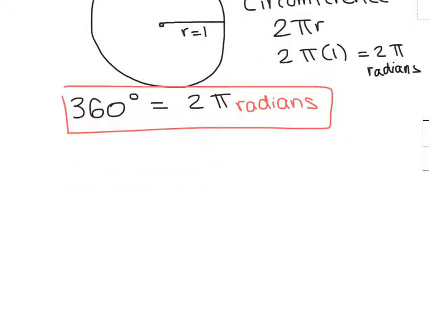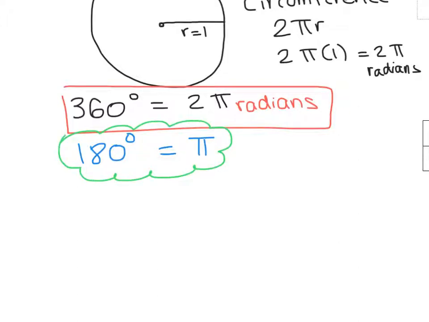So now, if I know that 360 is equal to 2 pi radians, then how much is 180 degrees? Isn't 180 half of 360? So what would be half of 2 pi? Half of 2 pi is pi, because 2 and 2 cancel. So I can directly say then 180 is equal to pi. Again, this is what we're going to be showing in our proportion or equation because it is the simplified version of this.